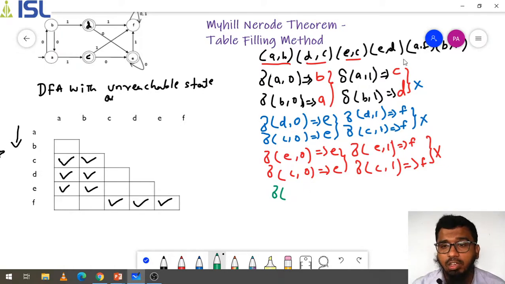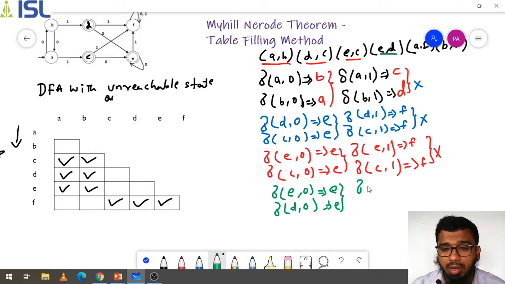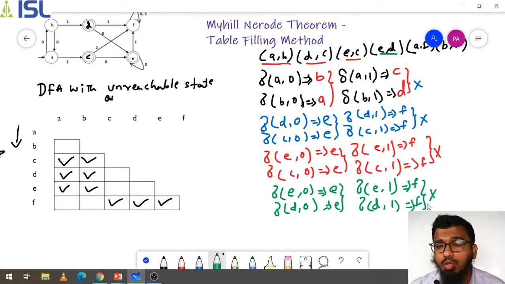What is the next one now? Delta E comma D. E comma 0 and D comma 0, where are they going? We need to check this. E on 0 is going to E and D on 0 is also going to E only. So this condition is also not satisfied. Delta E on 1, delta D on 1. What is E on 1? E on 1 is going to F and D on 1 is also going to F. So this also will not be marked. Okay, next.